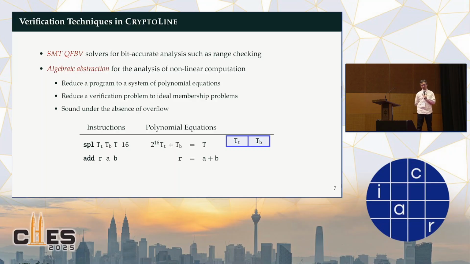But such algebraic abstraction is only sound in the absence of overflow. For example, consider the add instruction. The corresponding polynomial equation is r = a + b. Obviously, if a + b overflows, then the program trace will not be a solution of this polynomial equation.